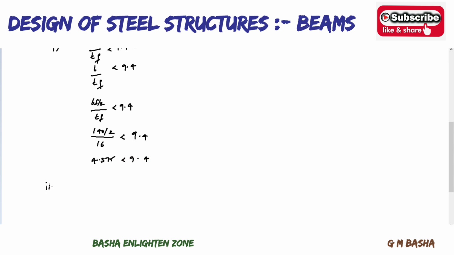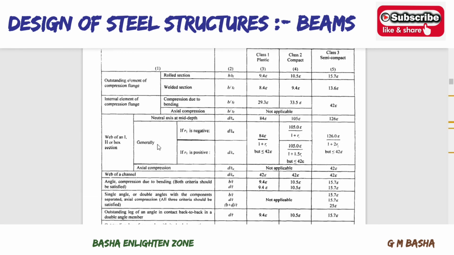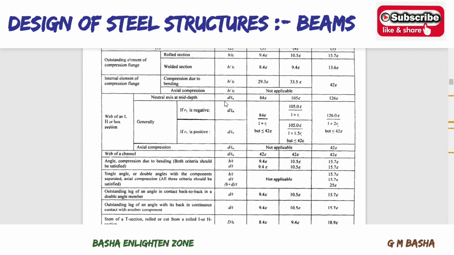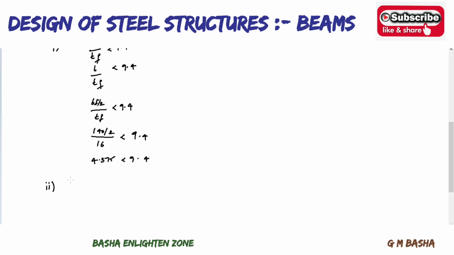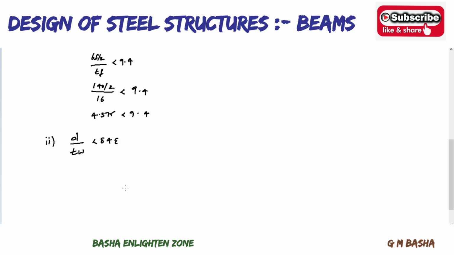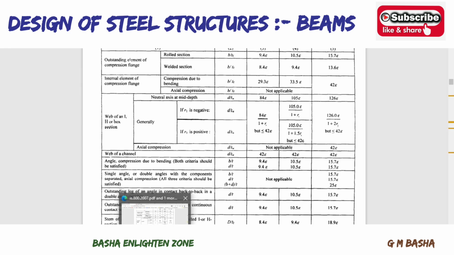And the next one will be, check the web part, D by TW. So the flange part will be okay, which was in plastic section only, and now the web part. See here, for choosing the web part, neutral axis at the mid depth, we are choosing this condition, D by TW less than 84 epsilon. So we know what epsilon is. It will be square root of 250 by 250, which is 1. So what about D? D is, already we know, the depth of the section, which is H, around 400.